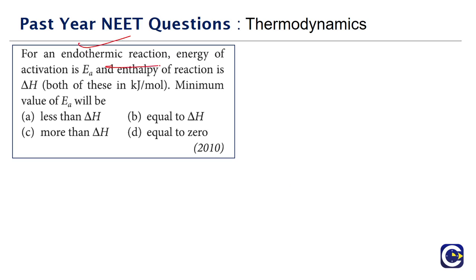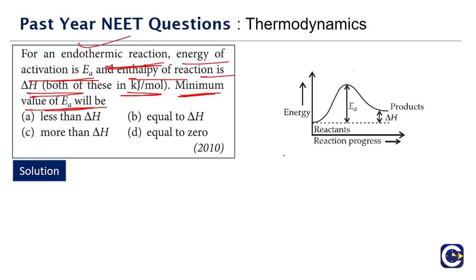For an endothermic reaction, the energy of activation is EA and the enthalpy of the reaction is delta H. Both the values are in kilojoule per mole. The minimum value of activation energy will be? Even in one of the previous questions we saw this activation energy in relation to the enthalpy change of the reaction.